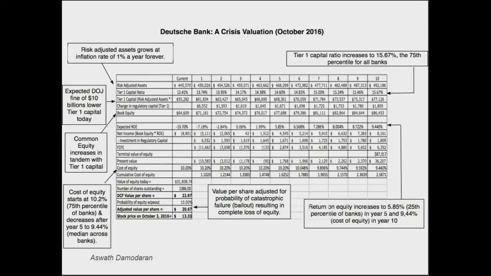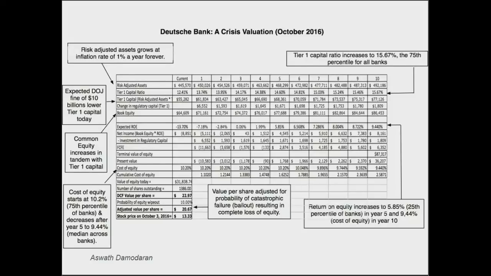I pushed that regulatory capital ratio to 15.67%, which is the Tier 1 capital ratio at the 75th percentile of all banks. Why does it have to be higher than a typical bank? Because it has an investment banking arm, which is riskier. Its Tier 1 capital ratio will be higher. So that 12.41% has to go to 15.67%, which means I've got to estimate regulatory capital every year, and that change in regulatory capital is what I put in as my capex.